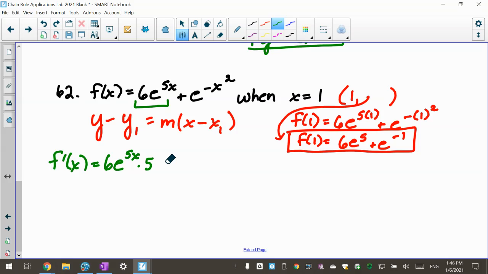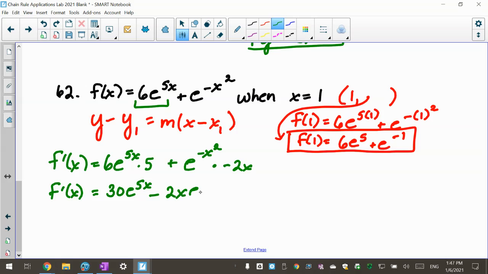And then I've got to take the derivative of this next one. I look at it, so I'm going to rewrite it, e to the negative x squared. Then I have to take the derivative of the baby, so that's times a negative 2x. So I'm just going to rewrite this so it's a little bit nicer. So that's going to be 30 e to the 5x minus 2x e to the negative x squared. So there is our derivative.